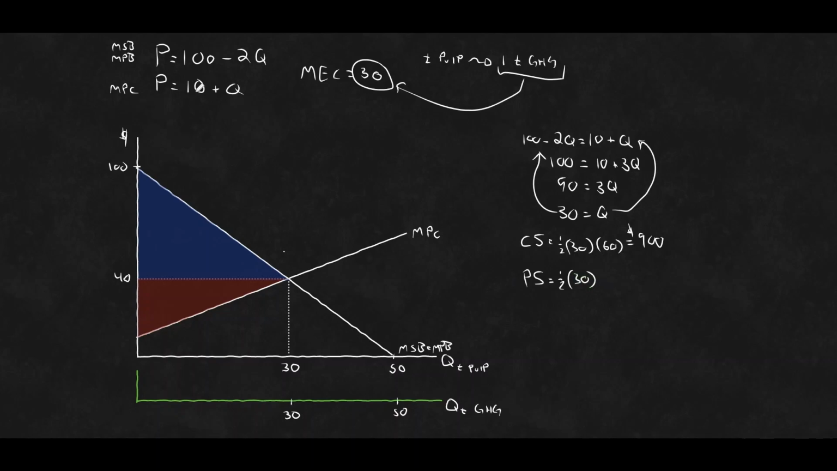Height of, oh, I didn't write it down. This was our vertical intercept of our supply curve. So that's 10. So in this case here, that is 30. So in this case here, we're going to get $450 for our producer surplus.